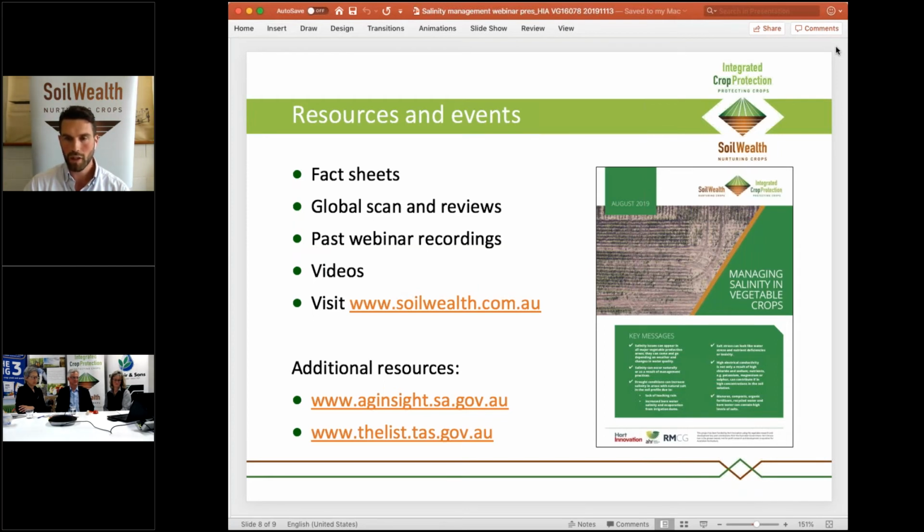But look, I think some key take homes from that for me: salinity is common but can be managed, and the importance of monitoring. I think building that organic matter is vital around building soil structure and broader system resilience, and the importance of looking at water on through irrigation and water off through drainage, making sure you're getting that balance right.